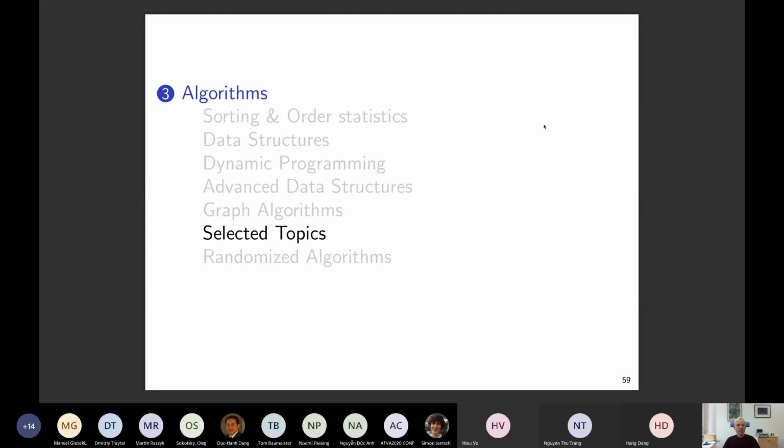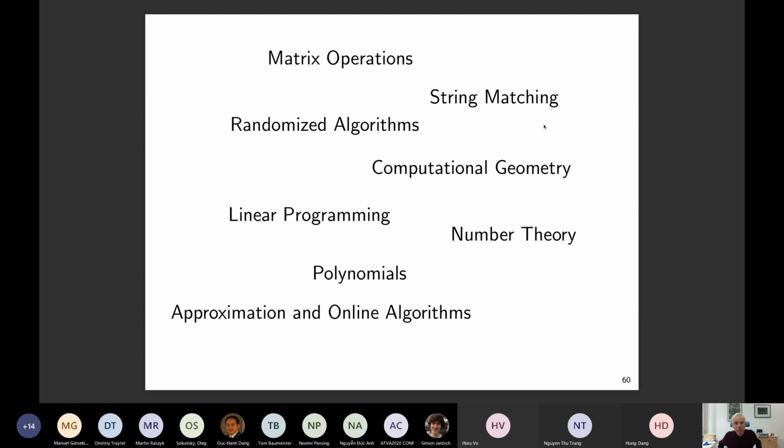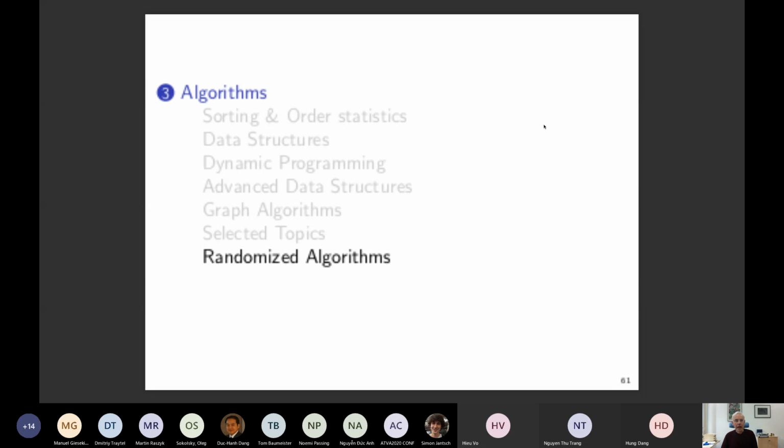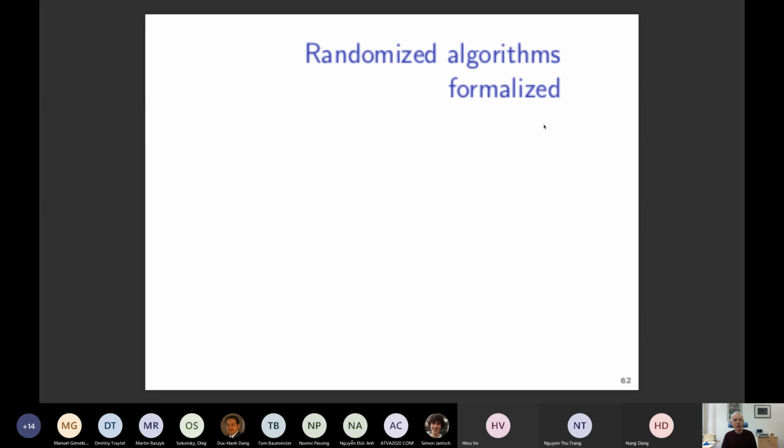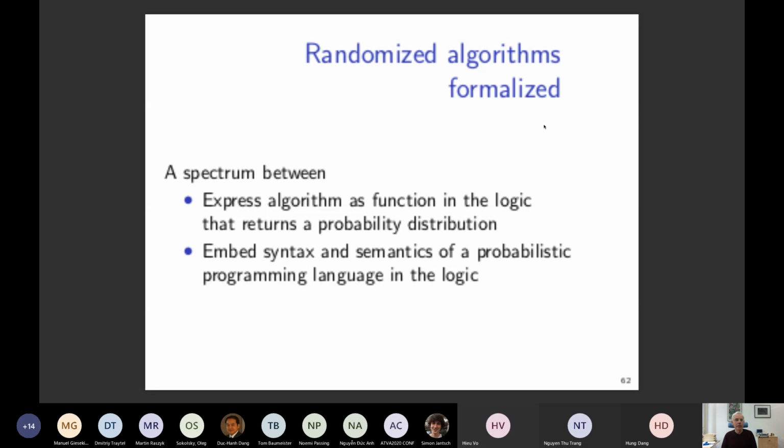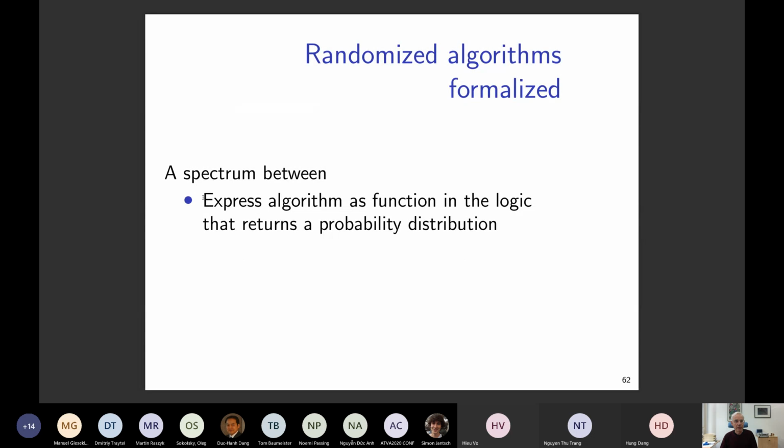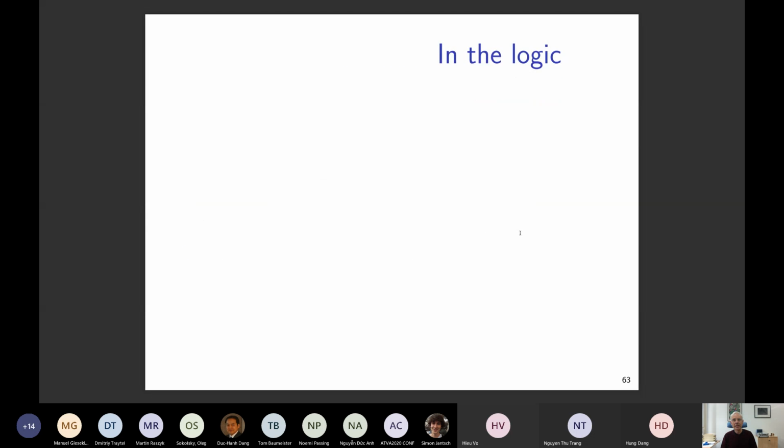Finally, of course, there's a whole section on selected topics in the Cormen book, but I won't be able to cover that. I wanted to focus on randomized algorithms, but I'm running out of time, so I will quickly go through that. Randomized algorithms can be formalized in the same manner as before in pure logic, but now the idea is that you express your algorithm as a function that returns a probability distribution. So you don't work on values, you work on probability distributions.